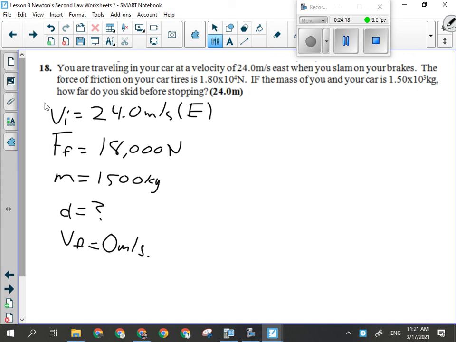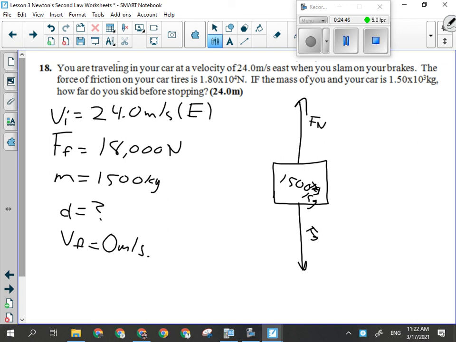Now what I've got to look at is this from a forces point of view. Free body diagram: there's my car, 1,500 kilograms. What forces are acting on the car? Gravity. What else? Normal force. And how are those two forces related? They cancel each other out. They're there, but they're equal and opposite, so I don't need to worry about them in terms of a net force calculation. What's the other force? Friction. Yeah, the brakes.